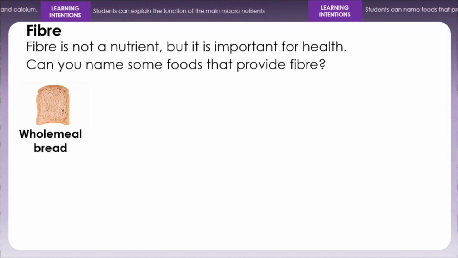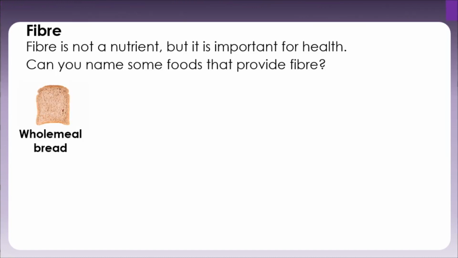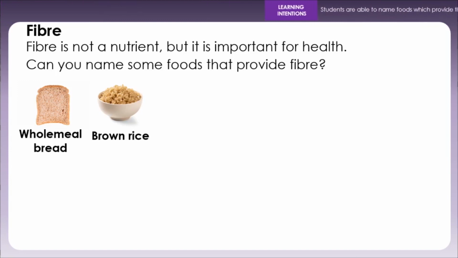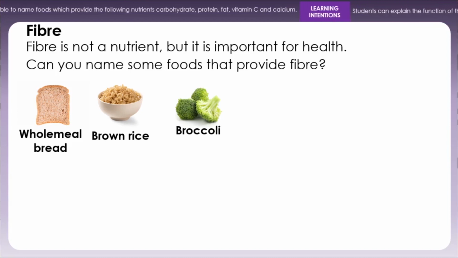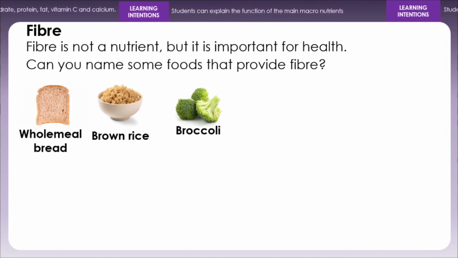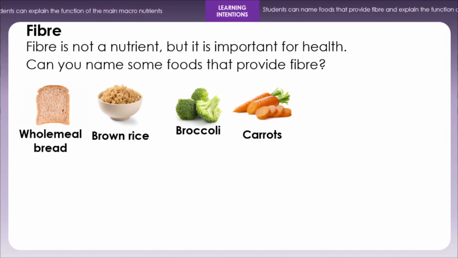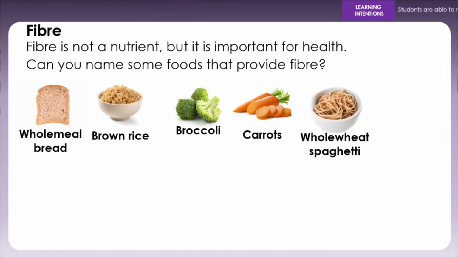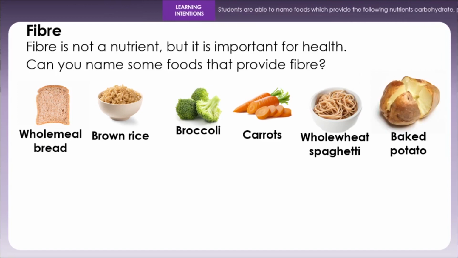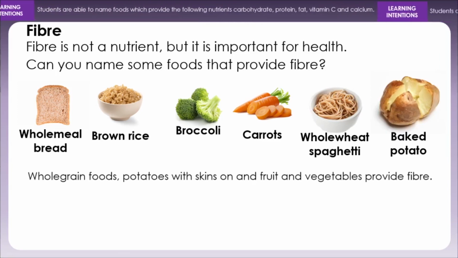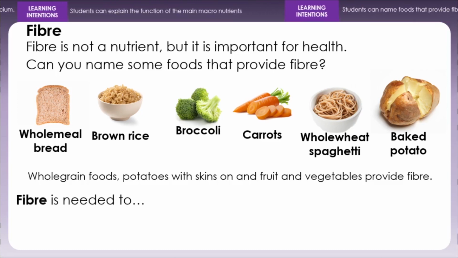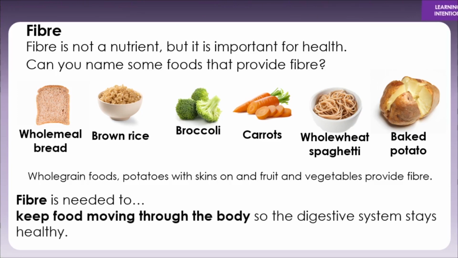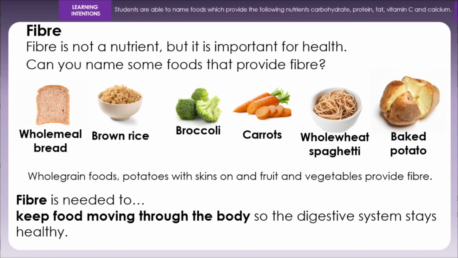So whole wheat or wholemeal varieties of things, so wholemeal bread, brown rice, vegetables and fruit if they've got the skin on, because it's the cell walls of the plants that help provide the fibre. Carrots, whole wheat spaghetti, baked potatoes. So whole grain foods, potatoes with the skins on, and fruits and vegetables all provide fibre. And fibre is needed to keep the food moving through your body so that the digestive system stays healthy. For example, it helps you poo.